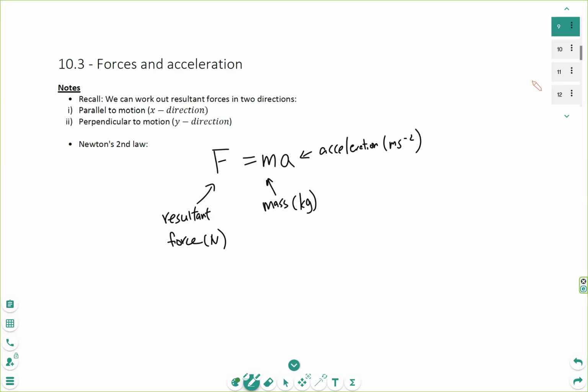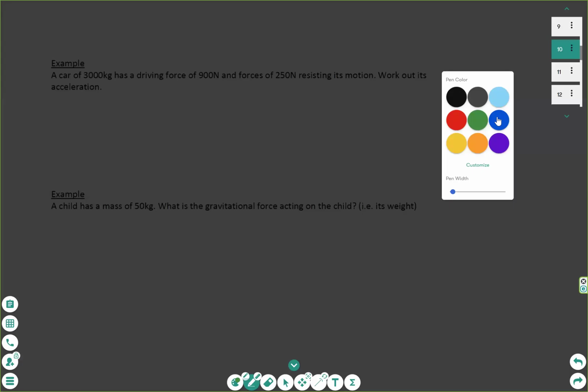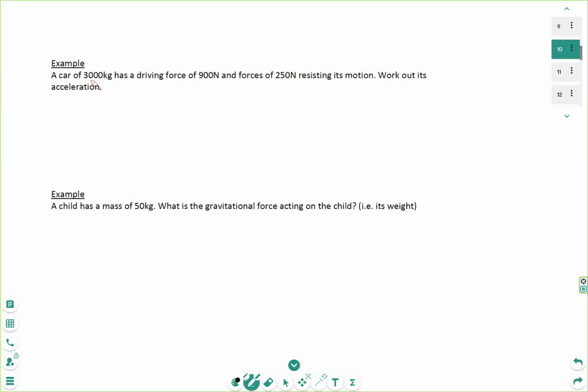So F equals ma. We'll be using this a lot. So let's have a look. A car of 3,000 kilograms has a driving force of 900 Newtons and forces of 250 Newtons resisting its motion. Work out its acceleration. You can draw a little car if you want to. It has a driving force. Let's say we go to the right. That's the convention.